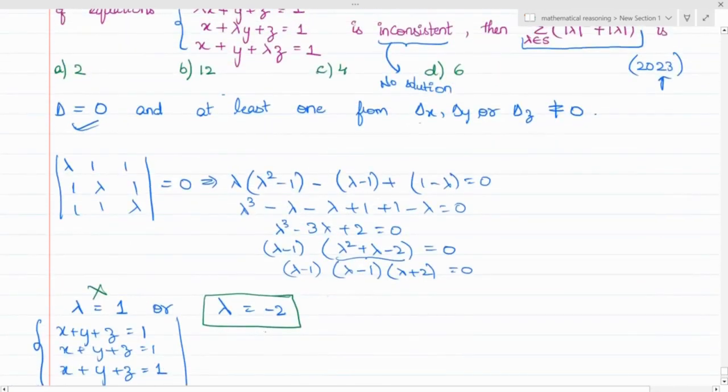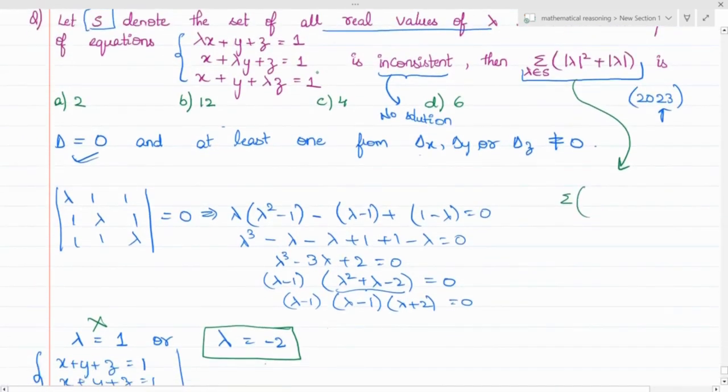So let's substitute here because we need to find the value. So the summation of lambda square plus mod of lambda, where lambda is nothing but minus 2: mod of minus 2 whole square plus mod of minus 2. So it becomes 2 square, 4, plus 2, that is equal to 6. Therefore, to this question, option D is the correct answer.